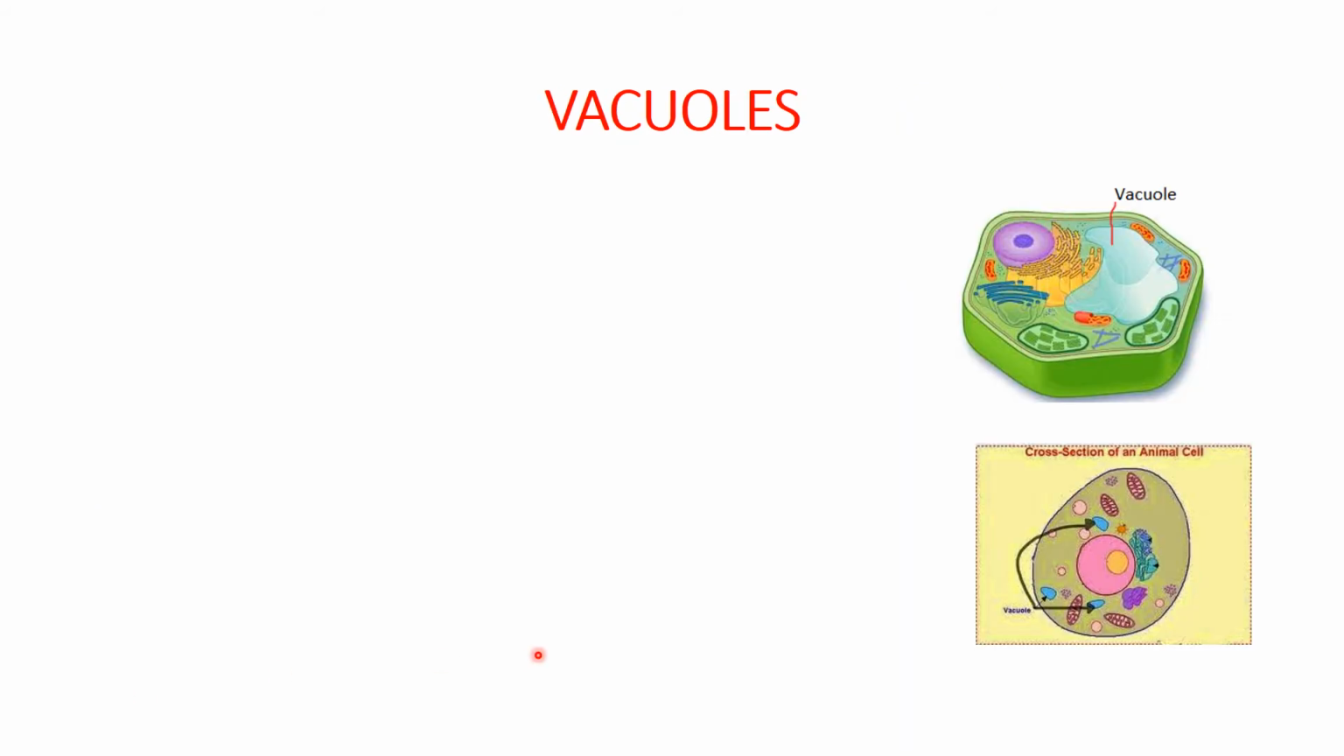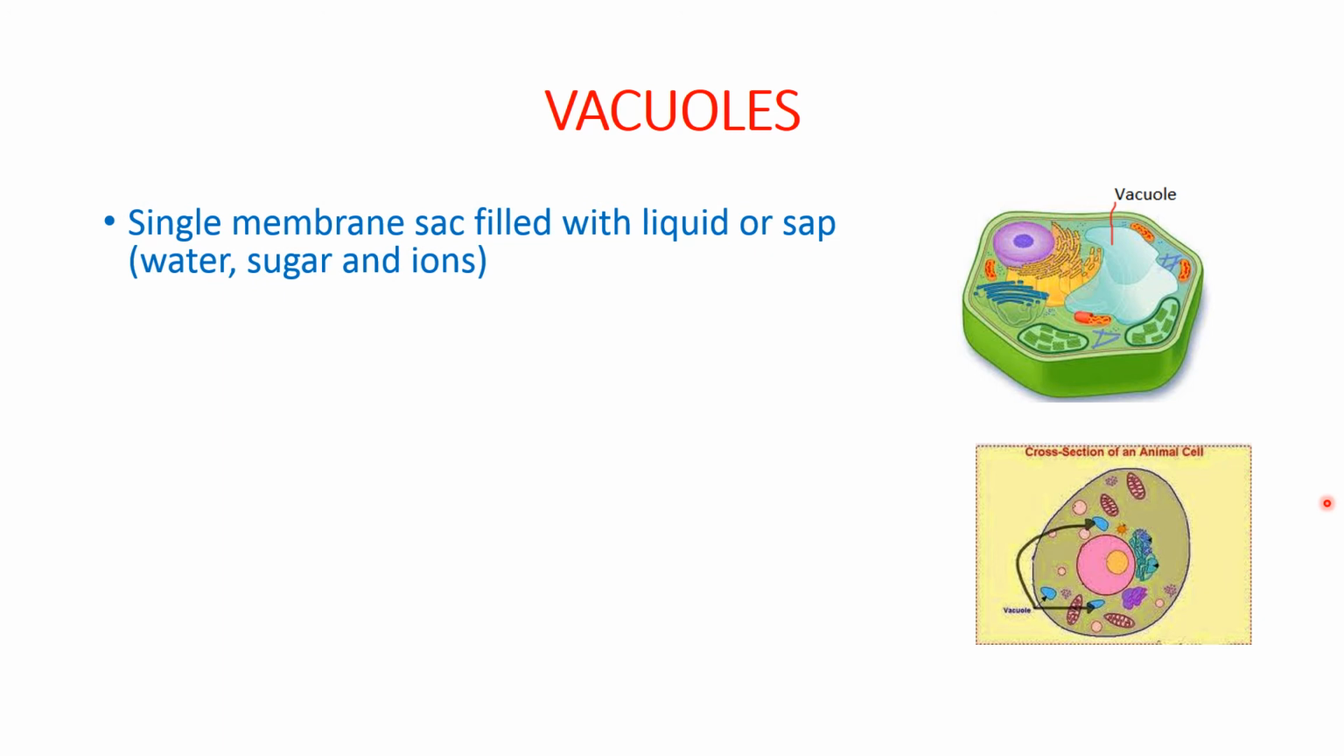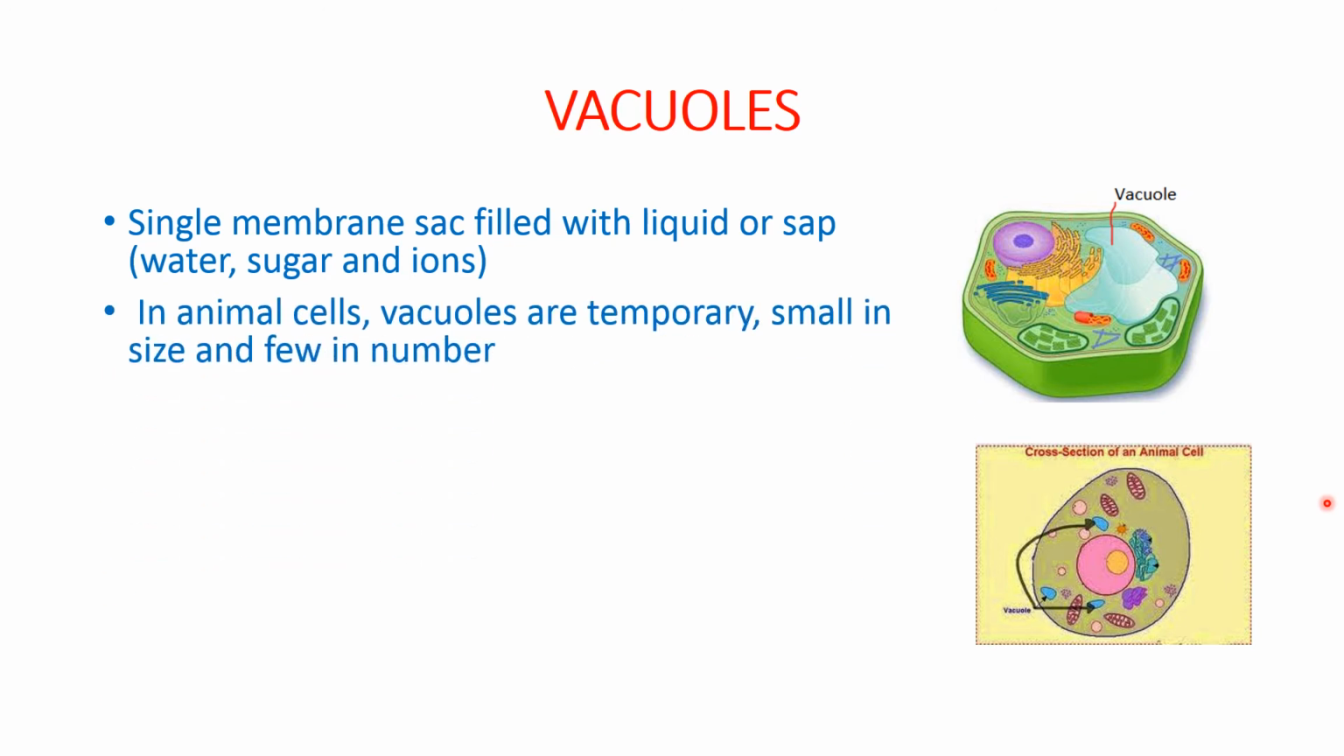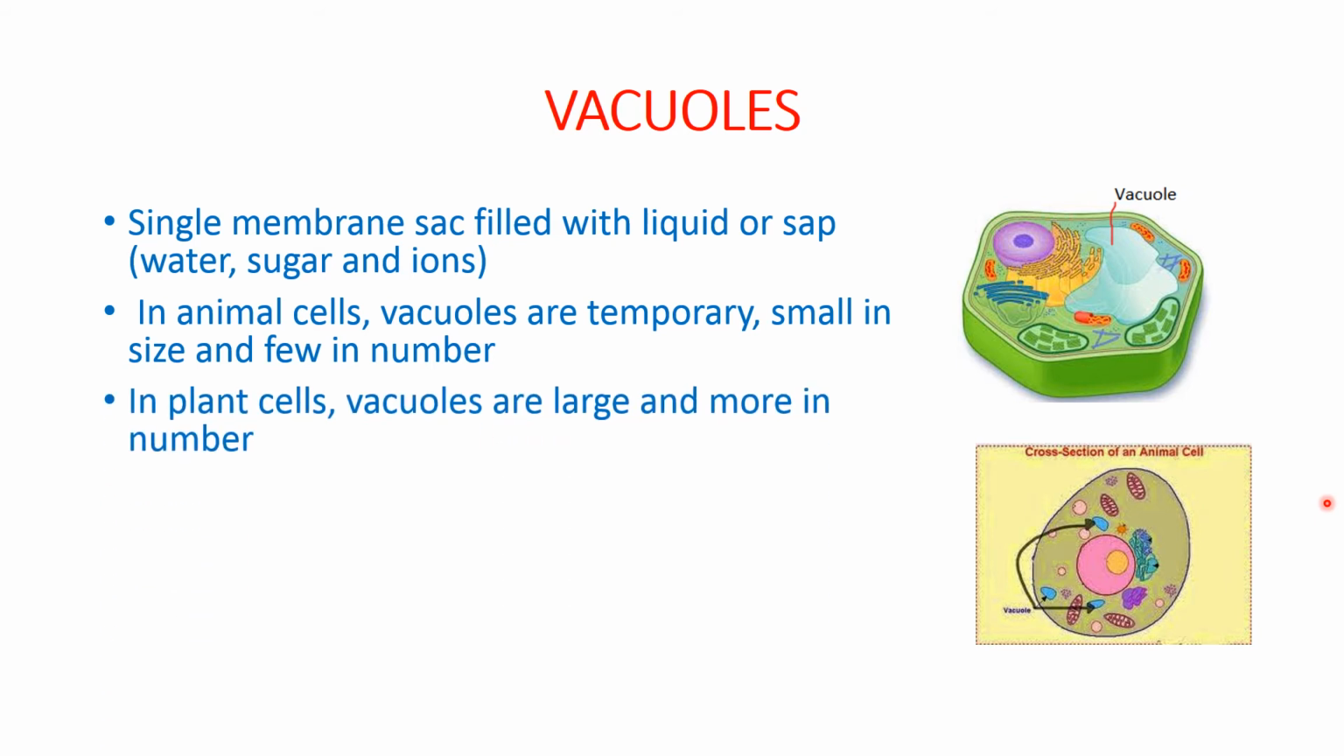Next, vacuoles. You can see in plant cell a large vacuole that is very prominent, whereas in animal cells there are small vacuoles but large in number. Single membrane sac filled with liquid or sap. That sap contains water, sugar and ions. In animal cells, vacuoles are temporary, small in size and few in number. In plant cells, vacuoles are large and fewer in number. Just now we have compared between the two pictures. Large vacuoles and smaller and more in number.